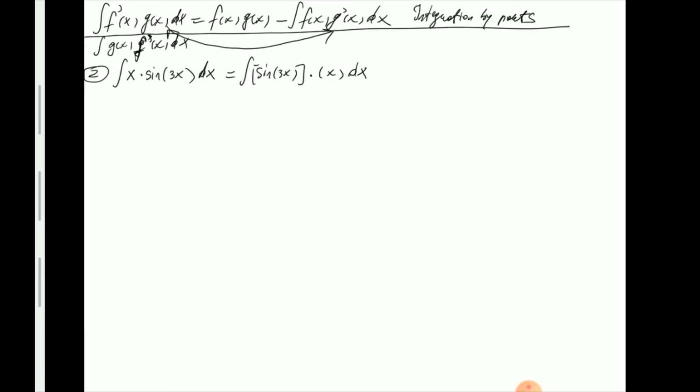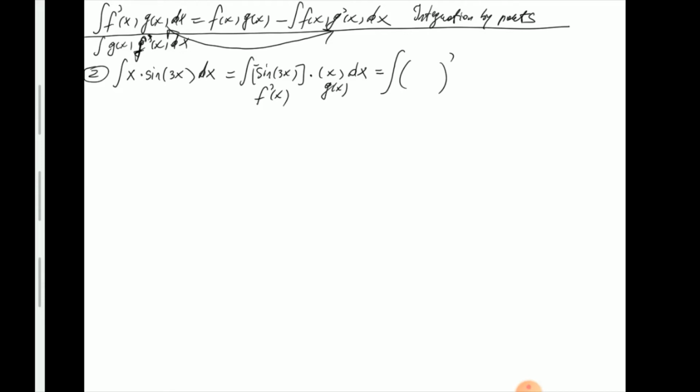Okay, so once you identify that this is your g of x, your goal now is to write sine of 3x as f prime of x. So this is where those quick substitutions come very, very handy and time saving. Normally, in order to find the antiderivative of sine of 3x, so you could put it in the form of a derivative here, you will have to use a u substitution. You take u to be 3x, you do du equals 3dx, and so on.